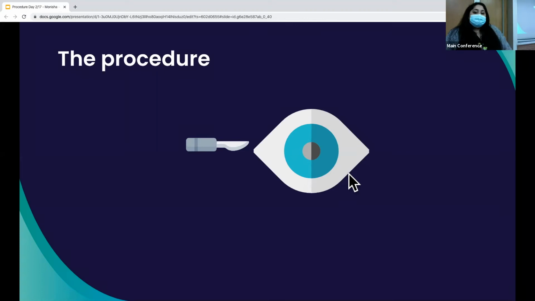Then for the inferior canthal portion, you're going to pull down the lower eyelid a little bit further to expose the inferior crus of the lateral canthal tendon, and then you're going to cut the inferior crus right there.